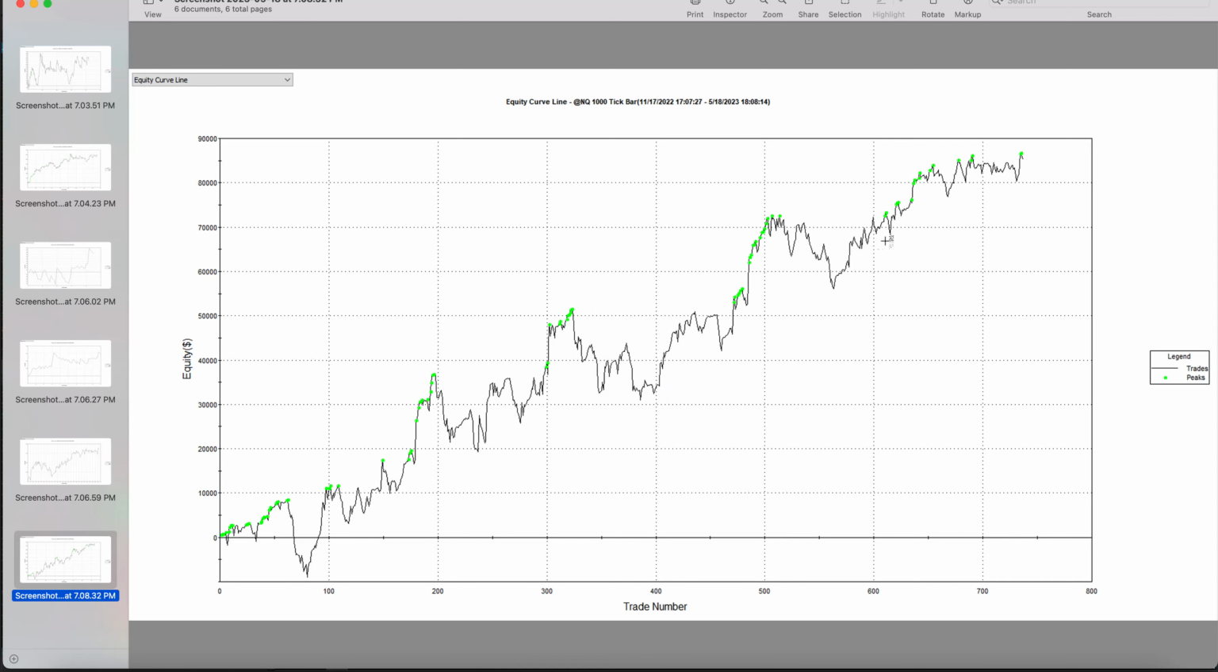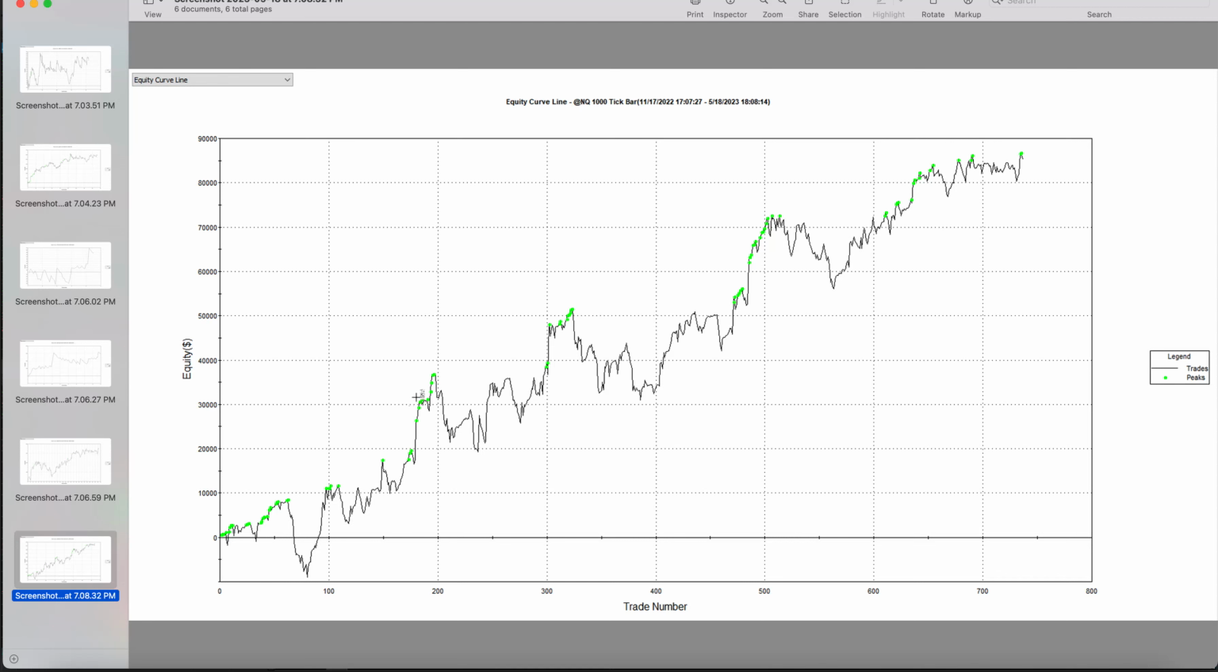But the other thing is I don't want to over optimize. That's something that they talk about in algorithmic trading, and these are not over optimized, at least not in my opinion.